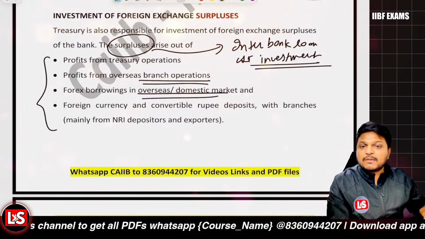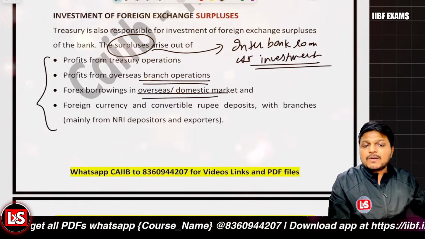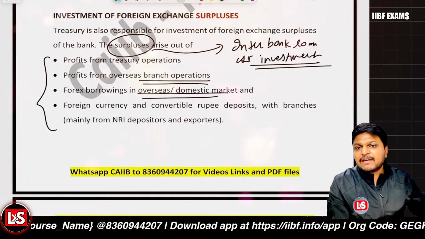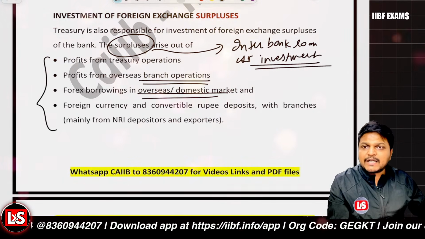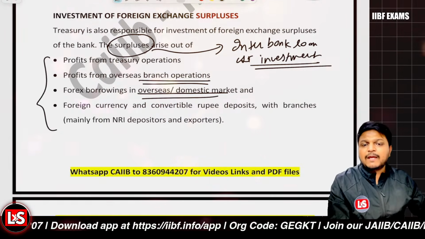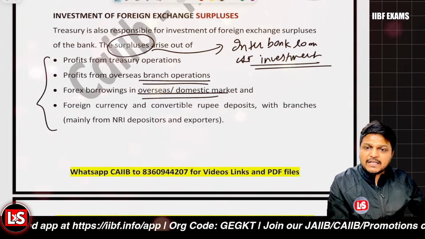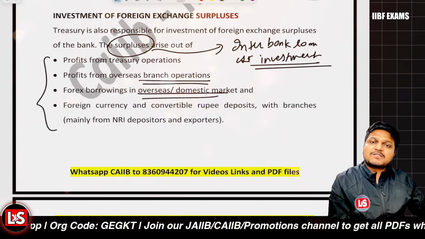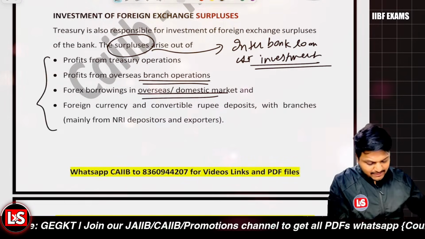You can do short term investment, or you can have the auto sweep facility. Like we have the auto sweep facility in our savings fund accounts and current accounts, in the same way we can have this kind of facility in the Nostro accounts, where the surplus balances will be invested automatically, right? So that is the scenario.